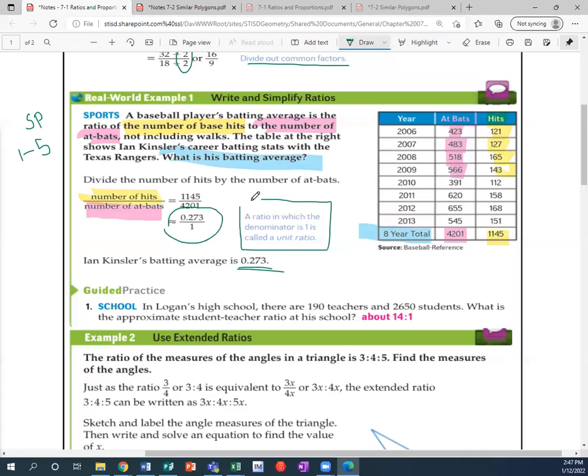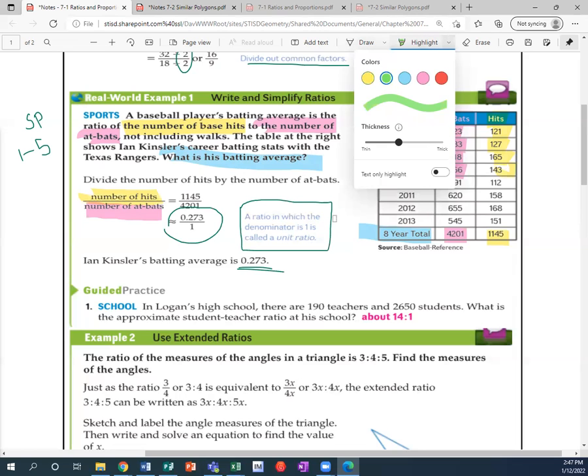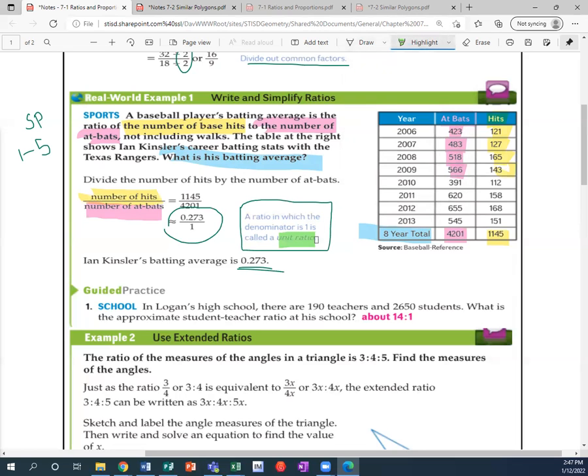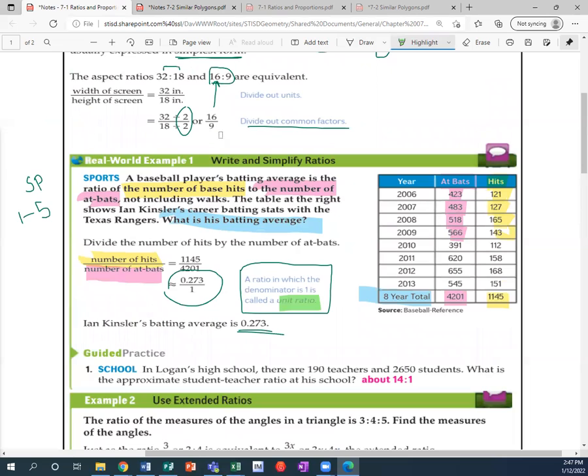When you put the ratio where the denominator, the one on the bottom, is a 1, we give it a special name called the unit ratio. If you can throw it as a unit ratio, that would be awesome. If you don't remember to, just make sure it's in lowest terms, just like we did here with the aspect ratios for like this computer screen.